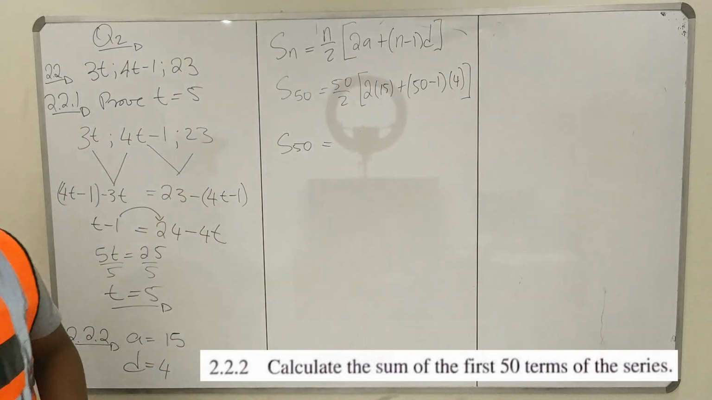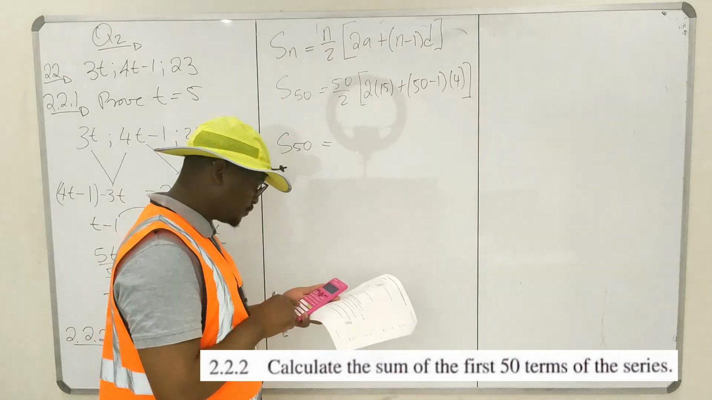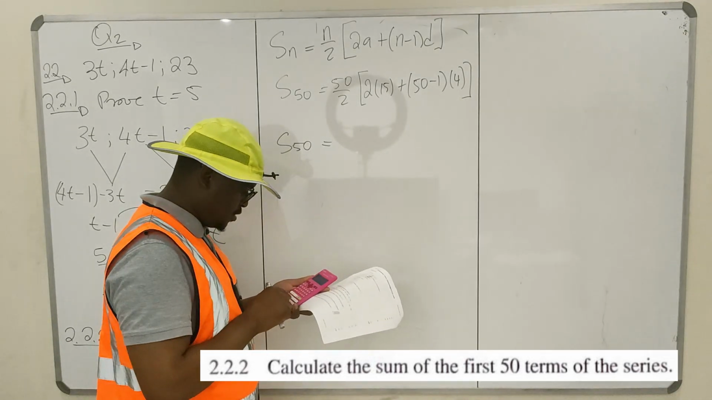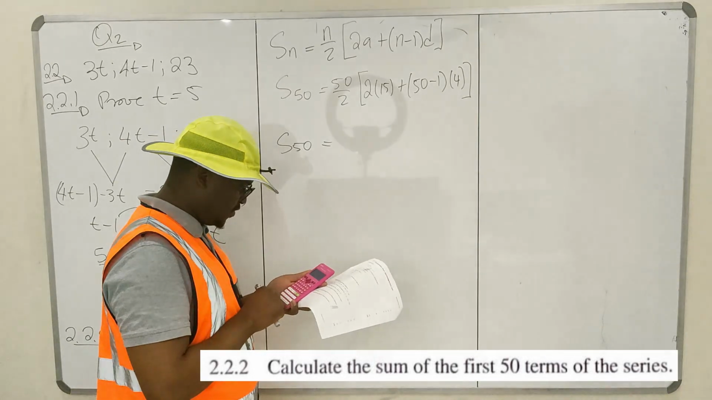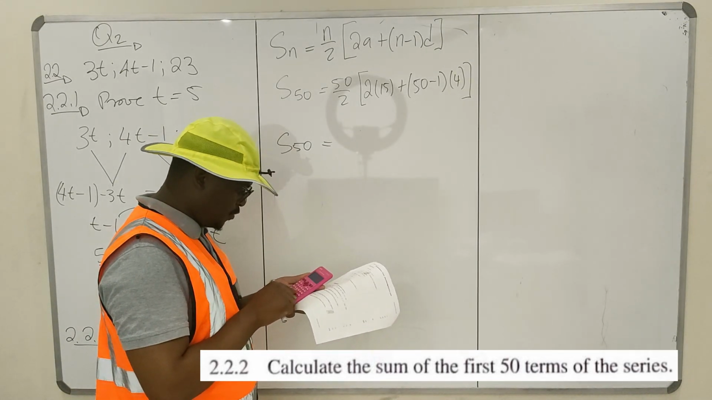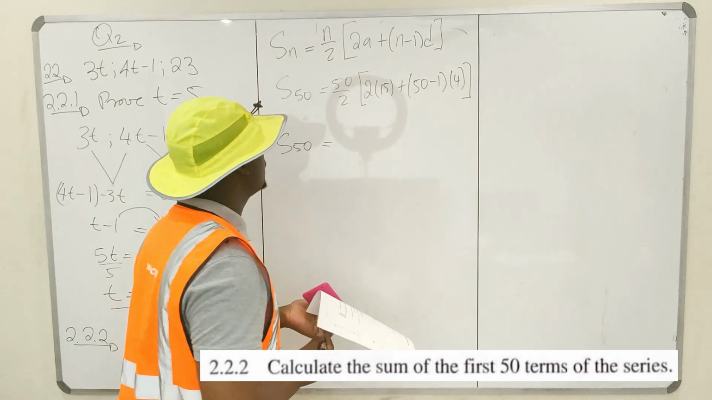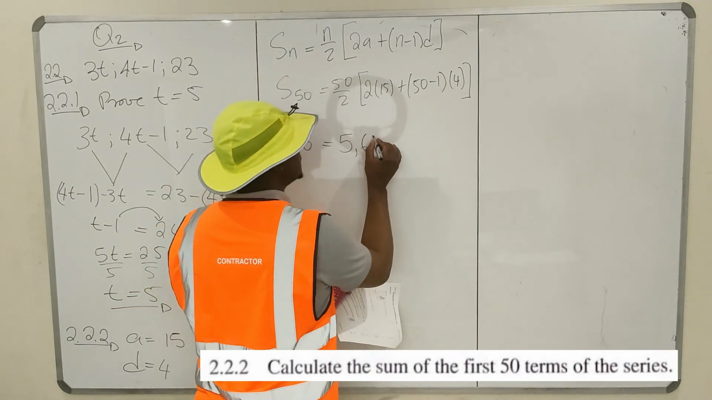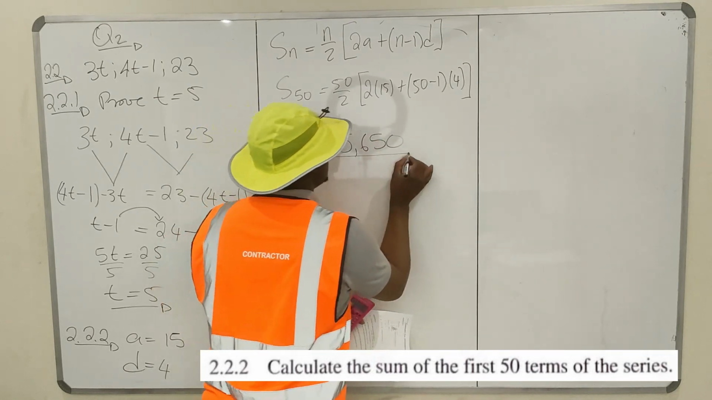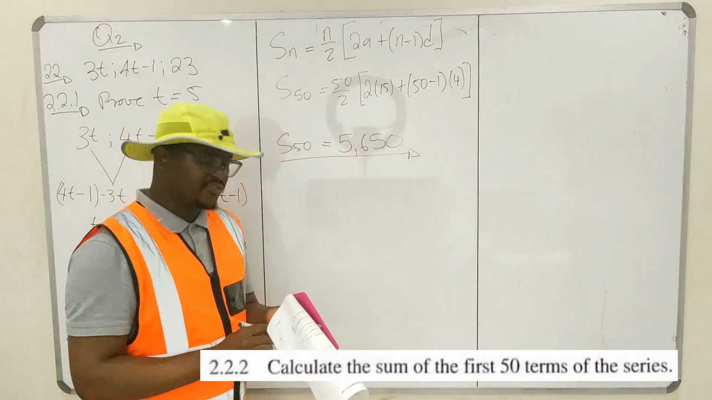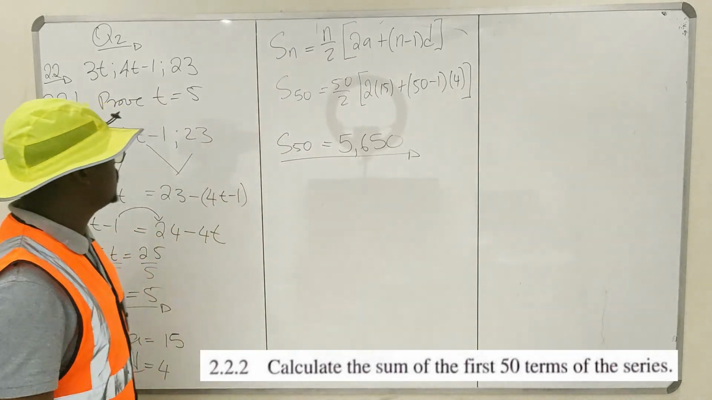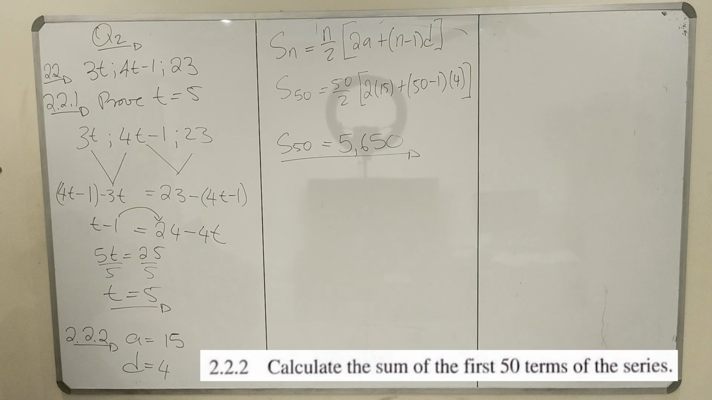Going to punch it in now and see what we get. So 50 over 2 times (2 times 15 plus (50 minus 1) times 4). So you get the sum of 50 terms, 5,650. So the sum of the first 50 terms of this sequence is this one. So this is how we do this question. I hope it does make sense.